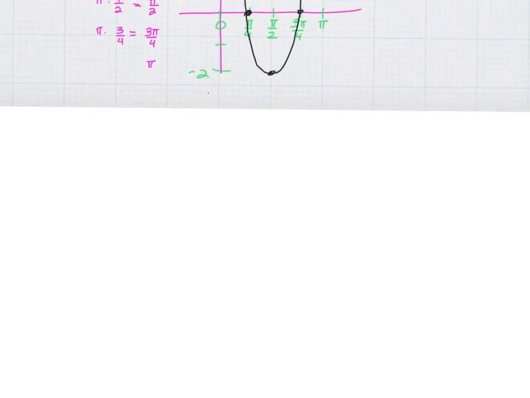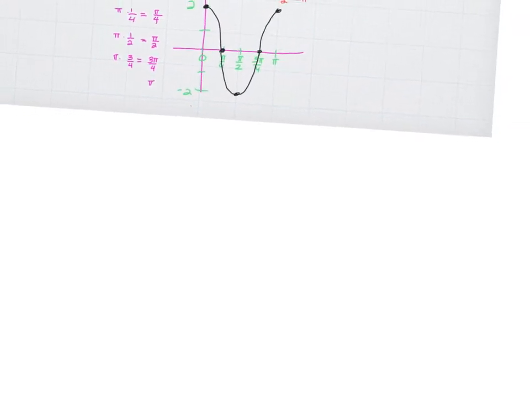Plot your key points. 0, pi over 4, pi over 2, 3 pi over 4, and pi. Amplitude is 2. And this time it's cosine, so I start at the +2, work my way down, up. Questions on that one?